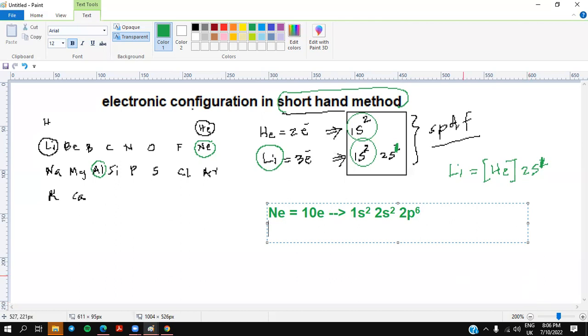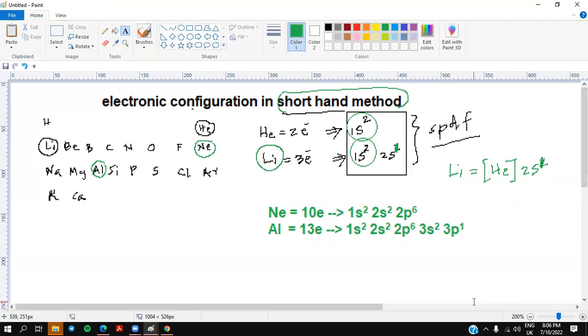Now I go to electronic configuration aluminium. Aluminium has 13 electrons. 1s2, 2s2, 2p6, 3s2, 3p1. Right. It's very clear in this.